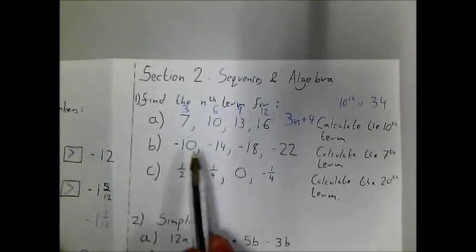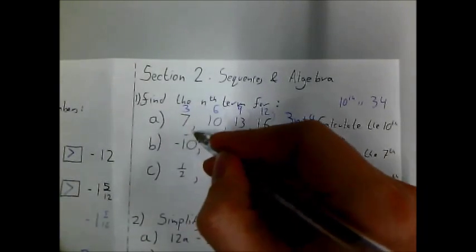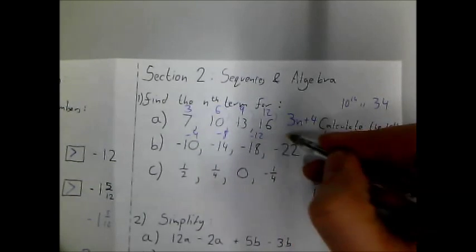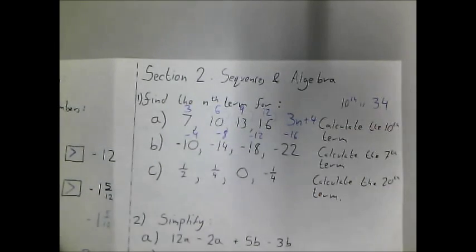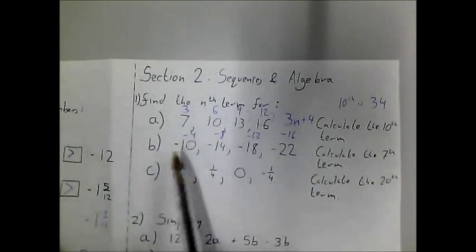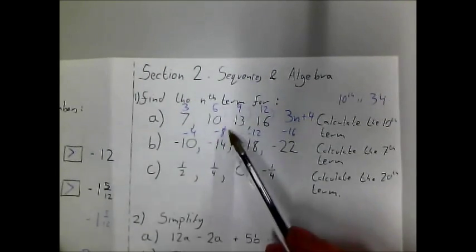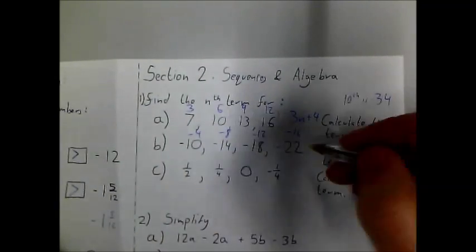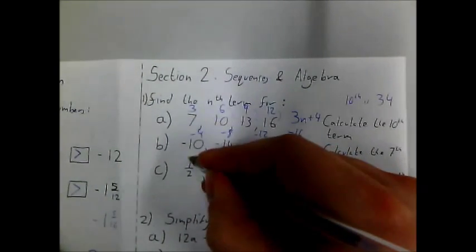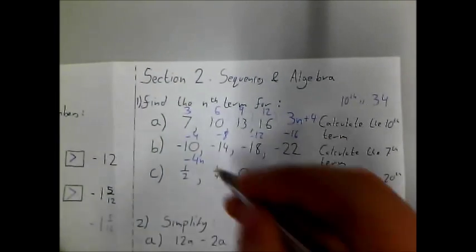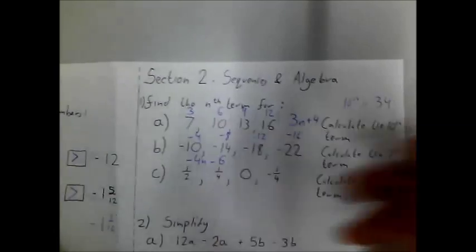This one is going down by 4s, so I'm going to write the negative 4 times table above it. Okay. Now to go from negative 4 to negative 10, I need to take away 6. To go from negative 8 to negative 14, I need to take away 6, etc. So the nth term here is negative 4n, because it's down in the 4 times table, take away 6.